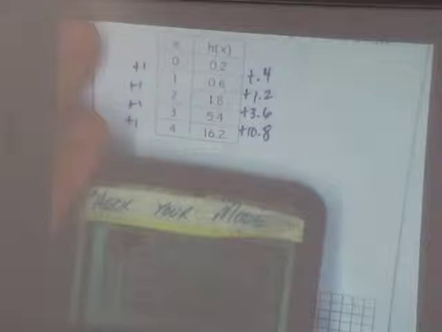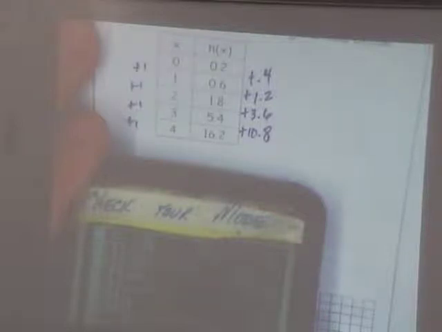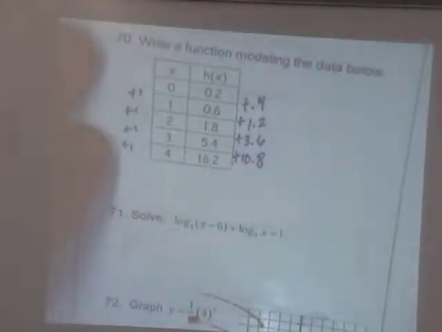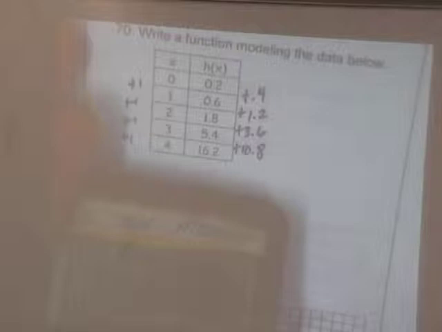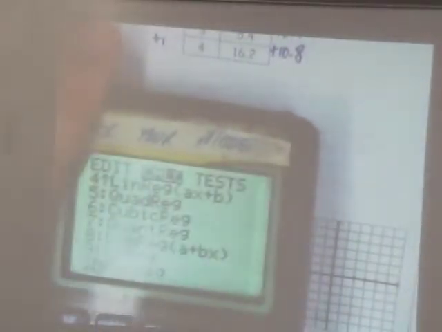Stat, calculate. Ramsey, you said this was exponential, right? Exponential, it looks like it's going to be growth, right? Yeah. Looks like it. So instead of linear regression like we did for the first couple, let's see if we have exponential. Let's try that. Number 10 it looks like.